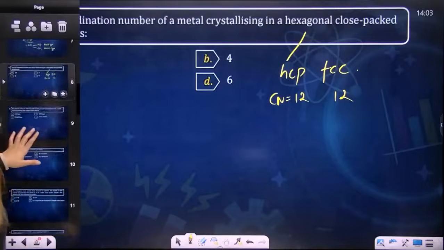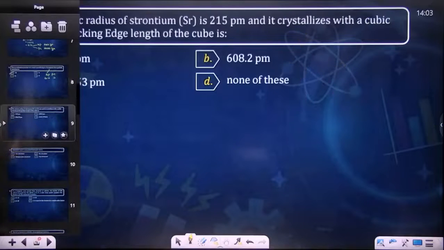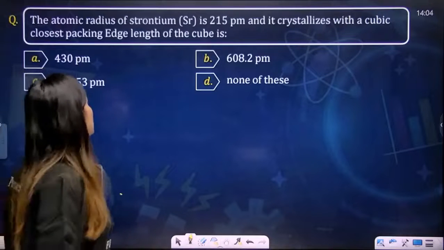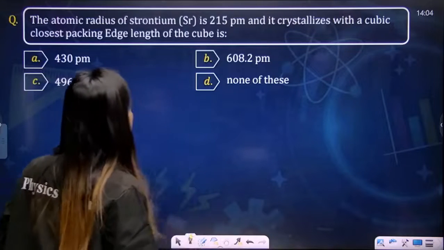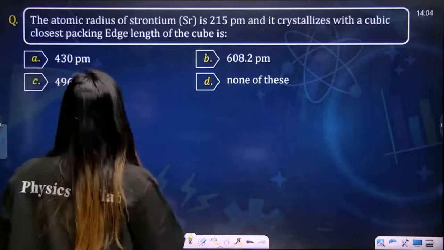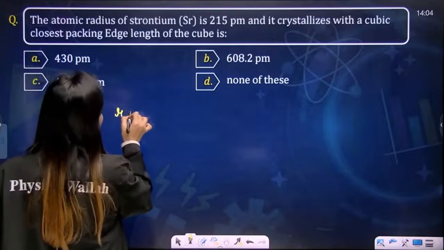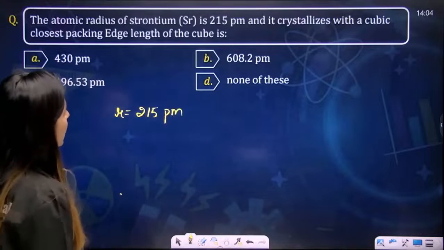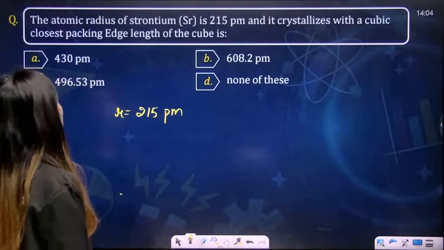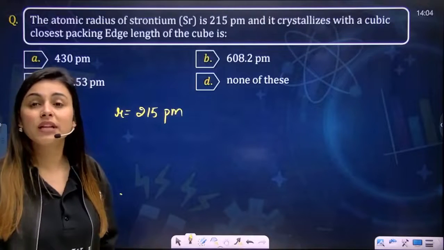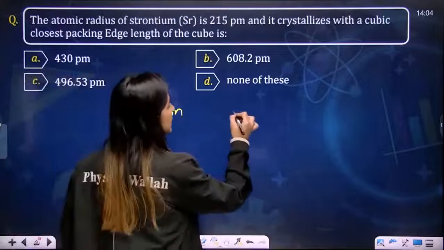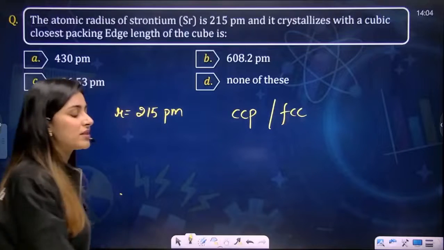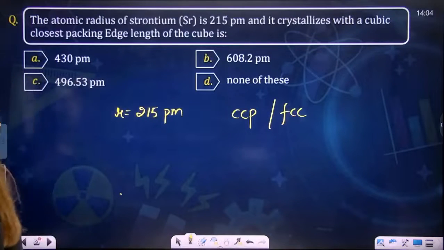Let's talk about the next question. It says that the atomic radius of strontium is 215 picometer. So it is giving you the radius of an atom, which is 215 picometers, and it crystallizes with a cubic closest packing. This means that it is talking about the CCP lattice, or we could say FCC lattice. So it crystallizes in a FCC lattice.